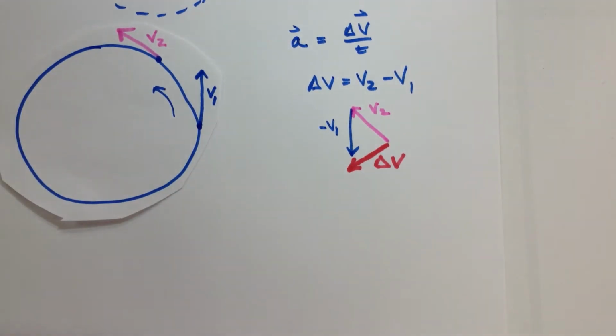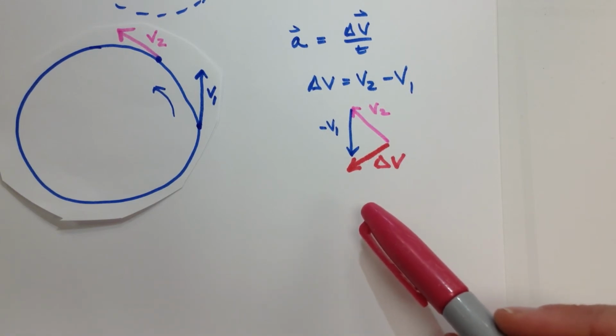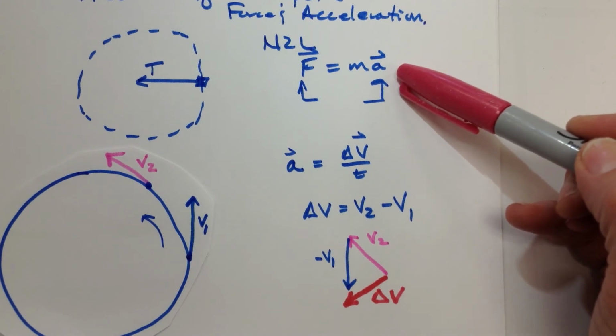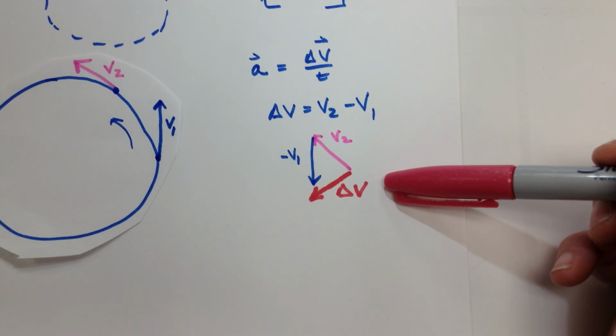So for those reasons, you can justify your reasoning for the direction of the centripetal acceleration, and why it goes towards the center. First, by looking at Newton's second law and understanding that they both need to be in the same direction, or you can look at the vector addition of those two velocity vectors.